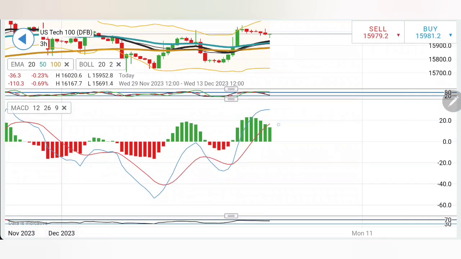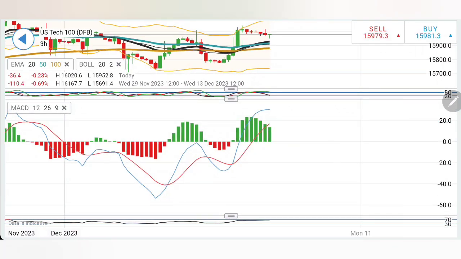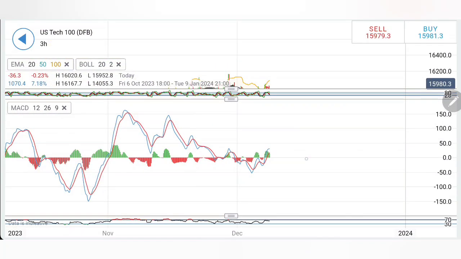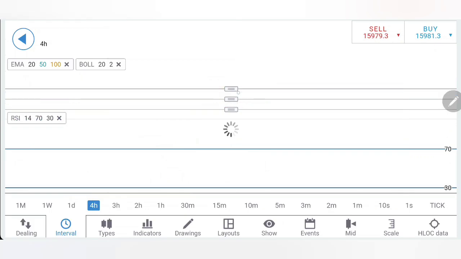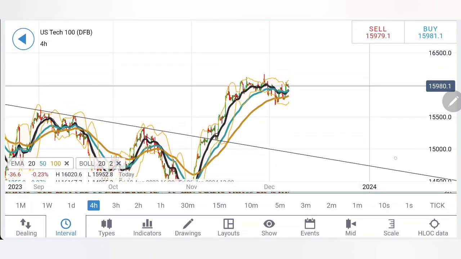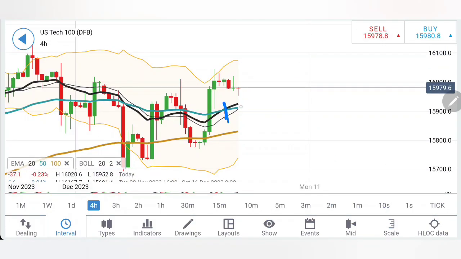Stochastic looking down. MACD is still in green. It is trying to look upwards, trying to stay bullish. It has scope to continue on the upside. RSI is trying to trade with slight bearishness. Coming to 4-hour. Now look at the 4-hour charts. The crossover here between the 20-50 period moving average. This suggests that the possibility of a movement towards 15,900 levels exists.